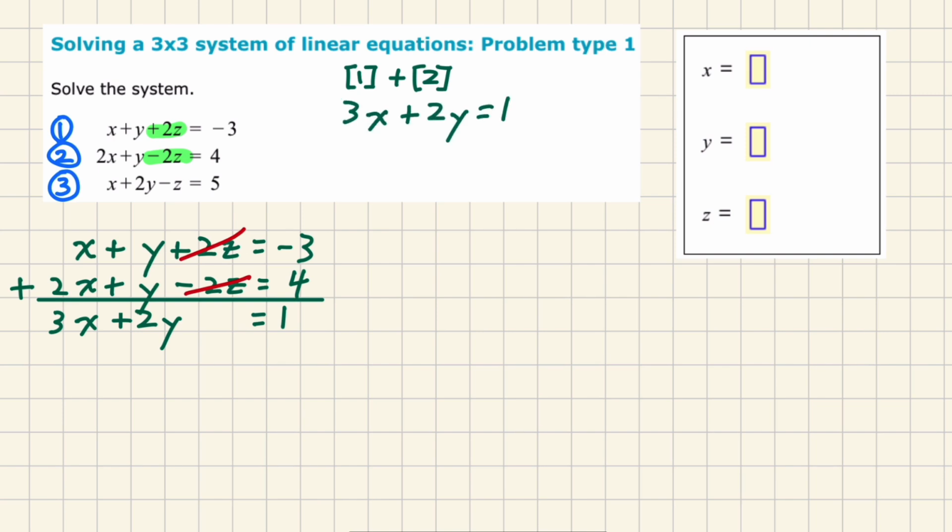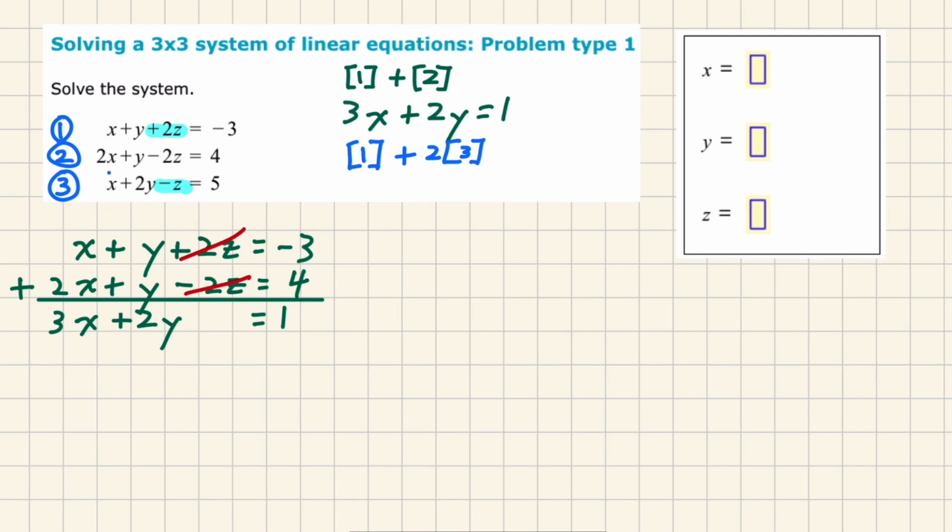So for our next step, I'll want to again eliminate the z term, but using different equations. So instead of using equations 1 and 2, I can use 1 and 3, but I will need to multiply the third equation by 2 in order to cancel the z terms. So we'll have equation 1 plus 2 times equation 3.